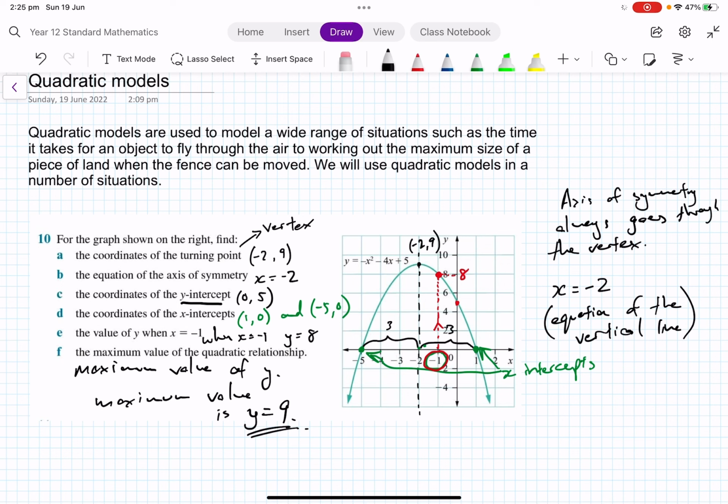So the vertex has a very important position in all this. That's the first question to remind us of a few things: the vertex, the x-intercept, the y-intercept, and the axis of symmetry, making sure that we do that.